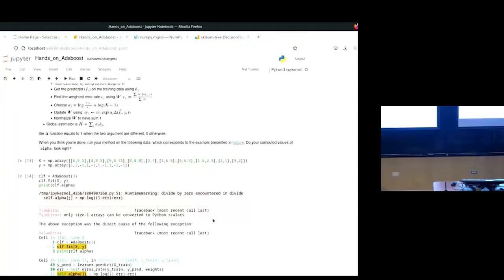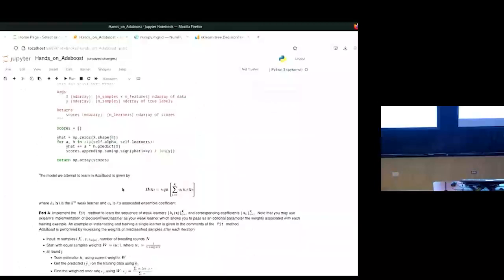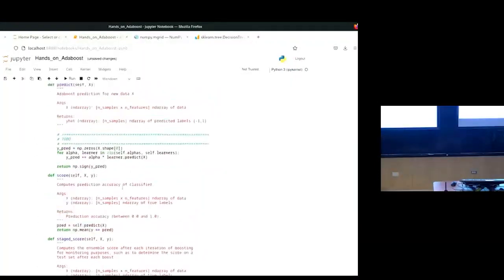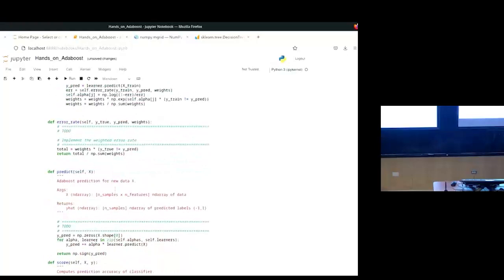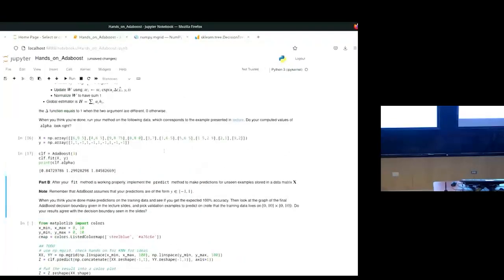Oh, we have a divide by 0. Oops. Okay, I have an error here. So the error rate is wrong because it's returning an array. So I have to do np.sum. There you go. So here I just did 3 rounds.